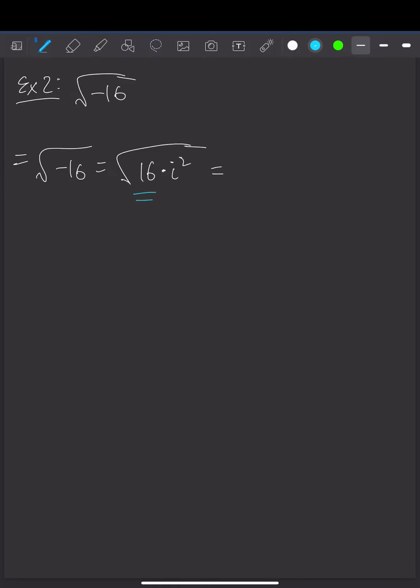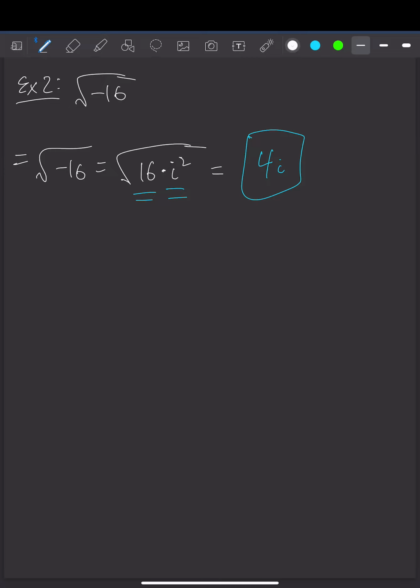For example 2, let's say you have radical of negative 16. How would you solve for that? Again, negative 16. We know that negative 16 is just 16 times i squared. And we know they're both perfect squares, right? It is just 4 times i. So your final answer would be 4i.